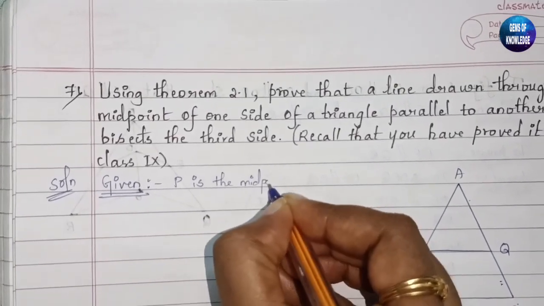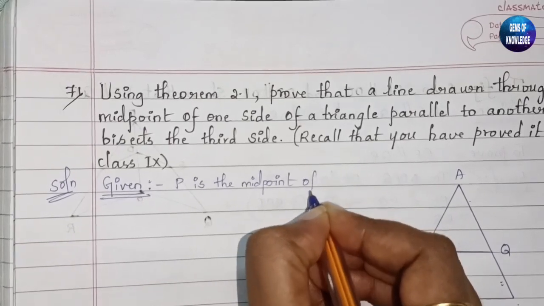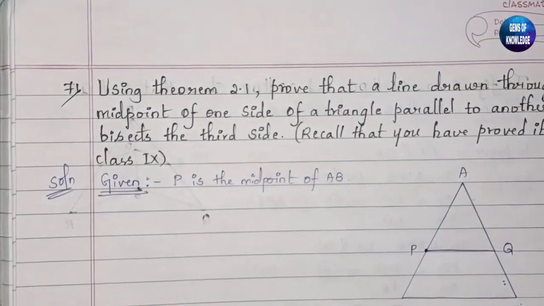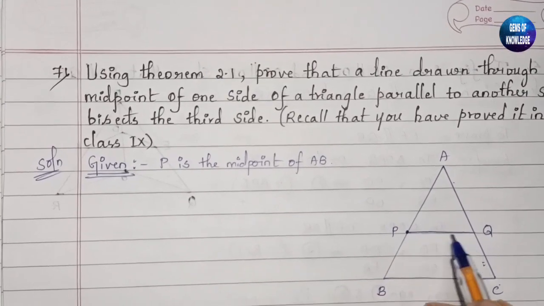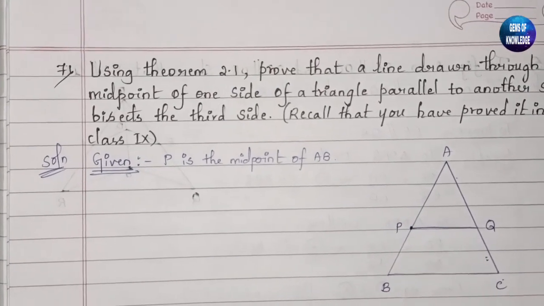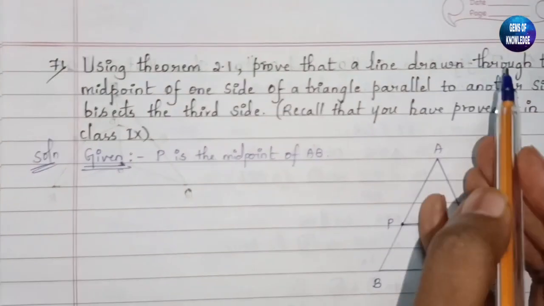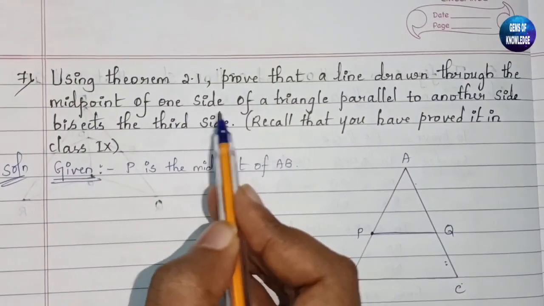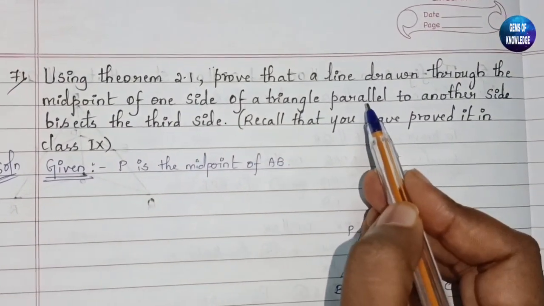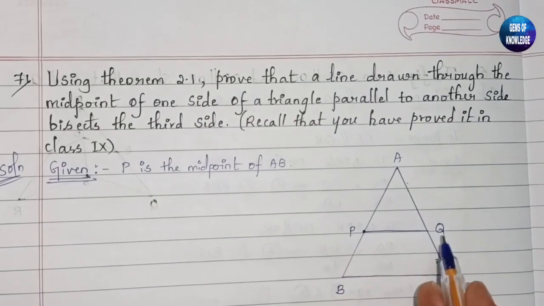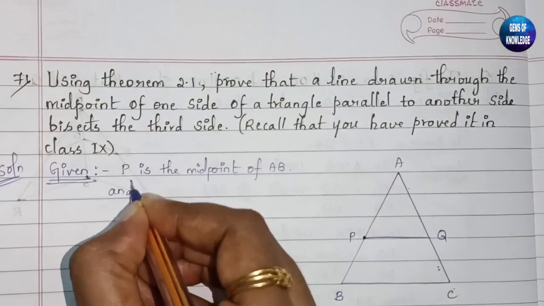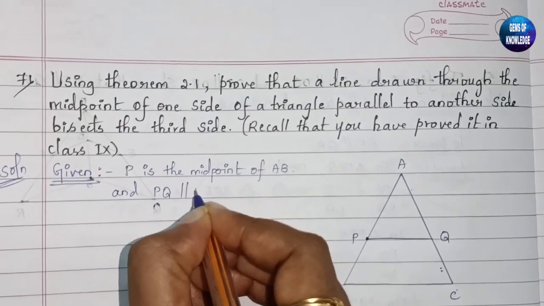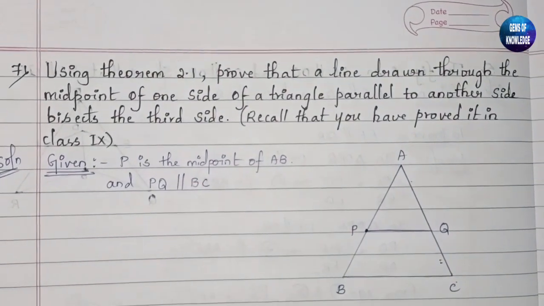Okay, P is the midpoint of AB. This is what they have given us. P is the midpoint of AB and PQ is parallel to BC. This is also given. As you can see, the line through the midpoint of one side of the triangle is parallel to another side, meaning this PQ is parallel to BC. This is what they have already given.